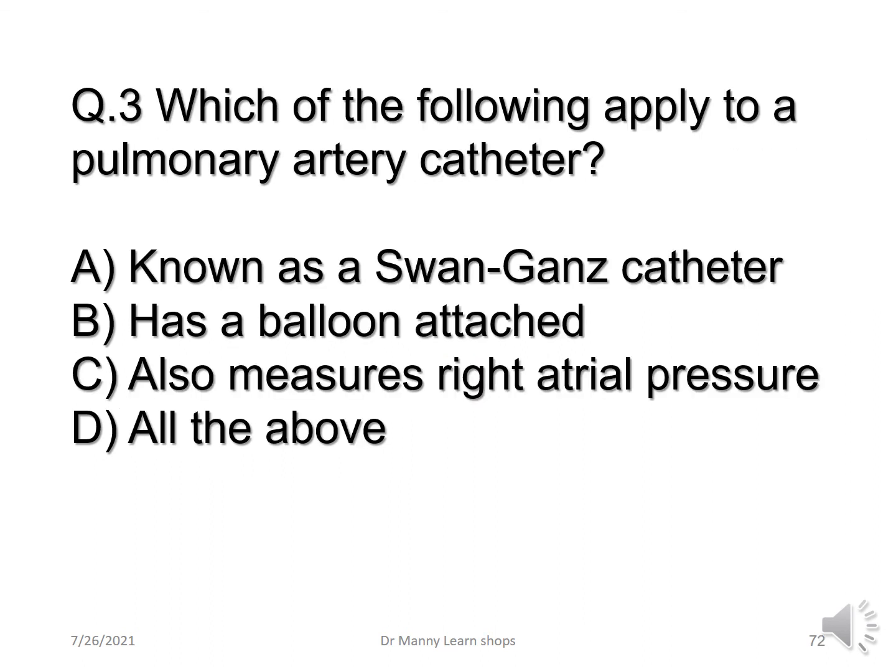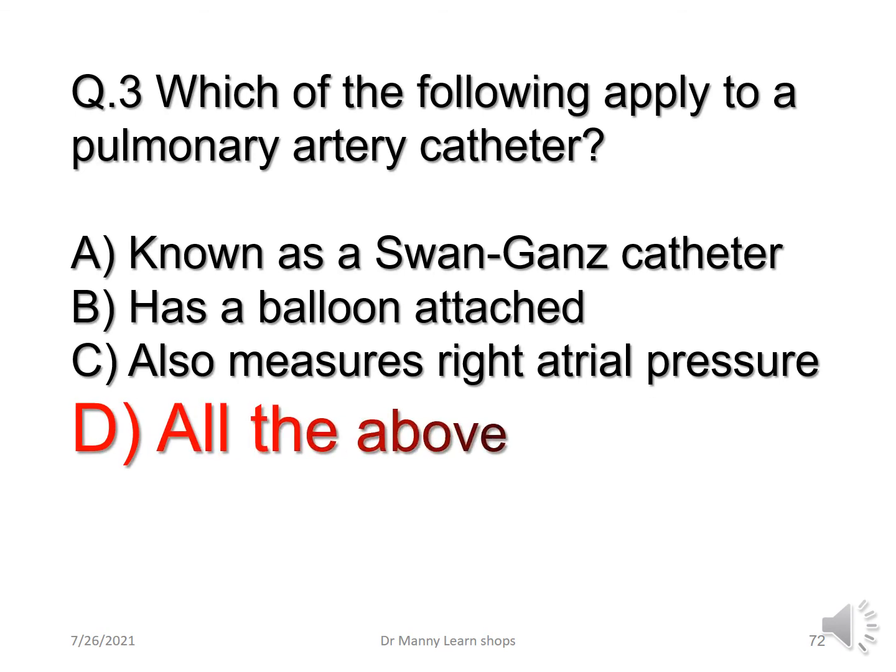Which of the following apply to a pulmonary artery catheter? It's also known as a SWAN GANZ catheter. It's got a balloon attached. It can measure right atrial pressure, or is it all of the above? The answer is, it's all of the above.